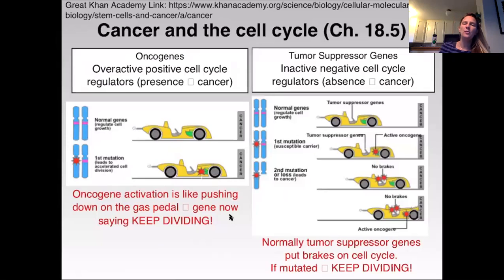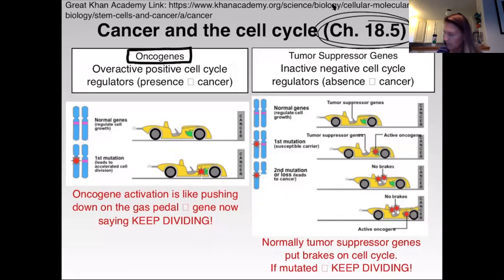All right, and then we go on to cancer. This is in chapter 18.5. There's only 2 real things that we have to know about, and those are called oncogenes and tumor suppressor genes. These are really important when we're talking about cancer. So, oncogenes and tumor suppressor genes. Let's talk about oncogenes first.